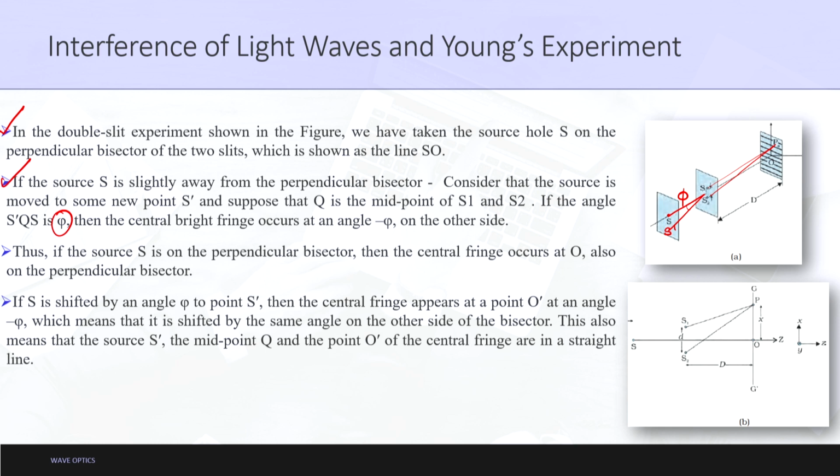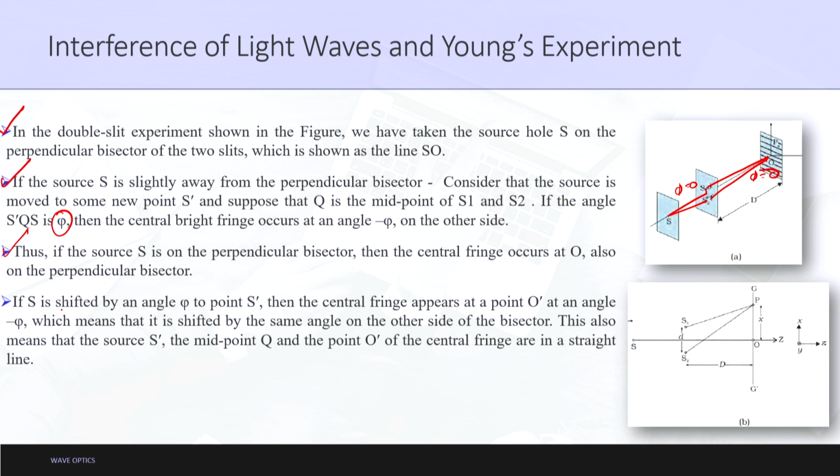Thus if source S is on the perpendicular bisector, the central fringe occurs at O, also on the perpendicular bisector. Quite evident that it is a simple explanation. So if S is here, then the perpendicular bisector is here, because the angle phi is 0, that means the angle formed is also phi equal to 0. So this is the only explanation from this point.